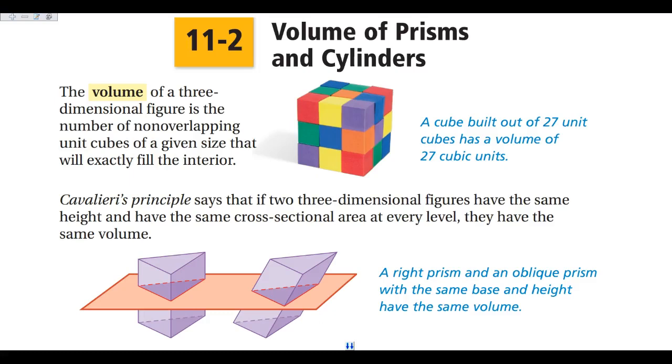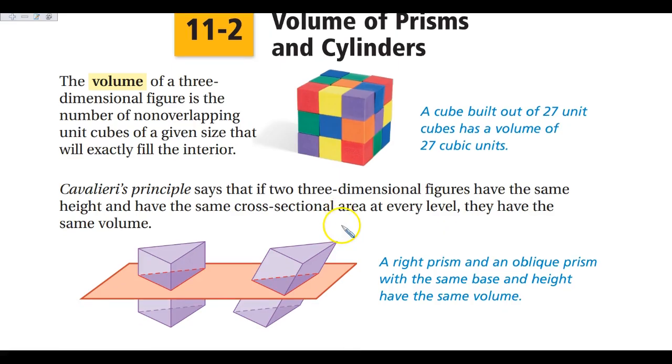All right, hey everybody, today we are starting by talking about volume of prisms and cylinders. Volume is the number of cubic units that can fit into a figure. So if I look at this cube right here, it is a 3 by 3 cube, and there are 27 single 1 unit by 1 unit cubes that fit in. That is what volume is: how many cubes fit into a space.